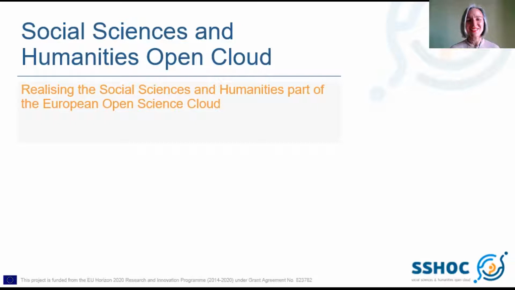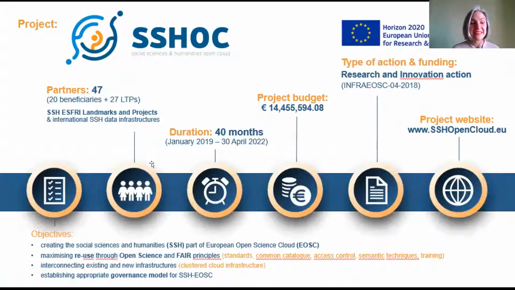Before we get started proper with the exciting topic of digitization and photogrammetry, I want to quickly introduce the Social Sciences and Humanities Open Cloud. SSHOC aims to realize the social sciences and humanities part of the European Open Science Cloud, known as EOSC. It is a Horizon 2020 research and innovation action that has the aim of creating this specific component of EOSC, where data, tools, and training will be available and accessible for users of SSH data. The project has 47 partners and it will develop throughout 40 months.